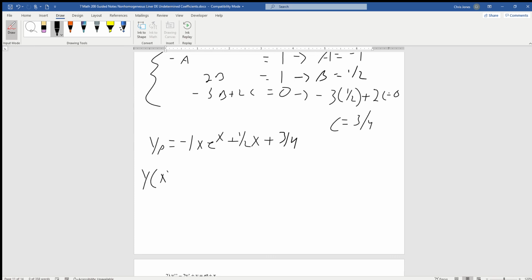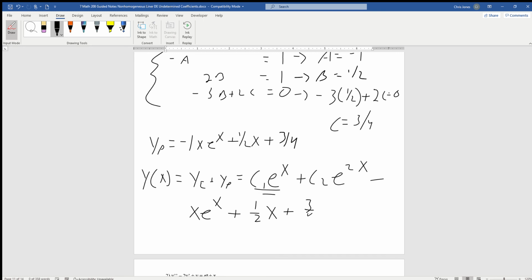So our y of x, which is equal to yc plus yp, is going to be equal to, remember a long time ago we had c1 e to the x plus c2 e to the 2x. And the whole reason we had to go through and get the particular solution by multiplying by a factor of x was because of this c1 e to the x. And so the remaining solution is going to be minus x e to the x plus 1/2 x plus 3/4.